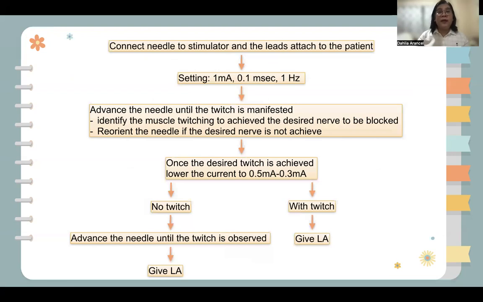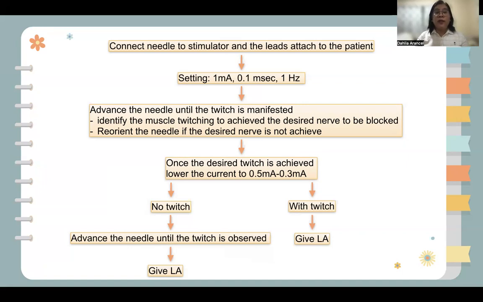So this is the pathway, and this is based on my experience of using peripheral nerve stimulator for more than a decade. So you have to connect the needle to the stimulator and the leads attached to the patient. These are the settings: 1 milliampere, 0.5 millisecond, and 1 hertz. Then advance the needle until the twitch is manifested. Then you have to identify the muscle twitching to achieve the desired nerve to be blocked. Reorient the needle if the desired nerve is not achieved.